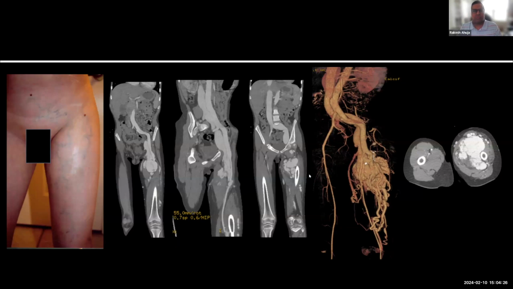So you cannot put them in one single category. This is always a mixed pattern. But more so, this relies on the AVM side because the big chunk of vascular malformation is this, which has a very huge dilated ectatic vein.